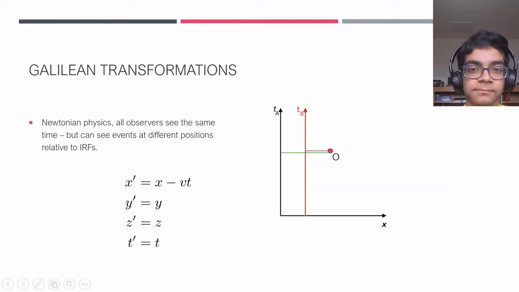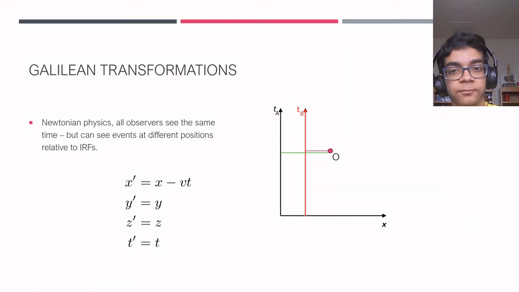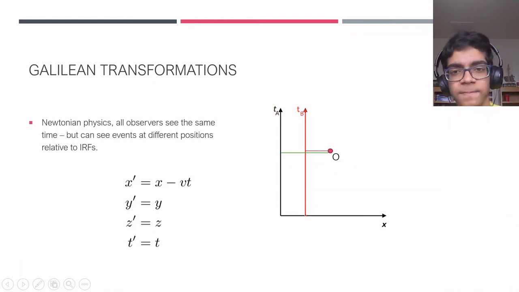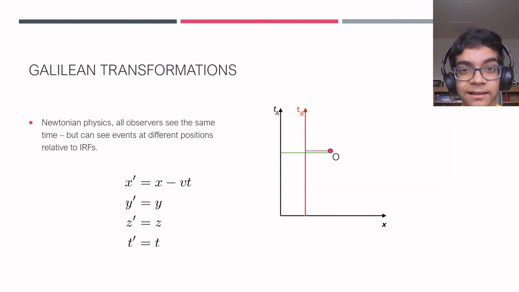Where the primes are used for B's location for O. So we get x prime, which is the x location for B of O, equals x, which is the location of O for A, minus vt, where v is the speed of B, and t is the time that it's observed for A. And likewise, we can see that the y position and z position are going to be exactly the same. Why is that? Because we aren't moving in the y or z direction. We're only moving back and forth in the x direction relative to A. And also, as you can see in the last line, the time observed for B for O is the exact same time observed for A.